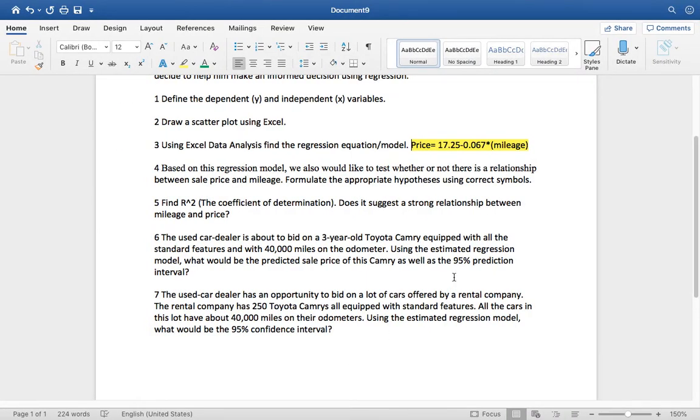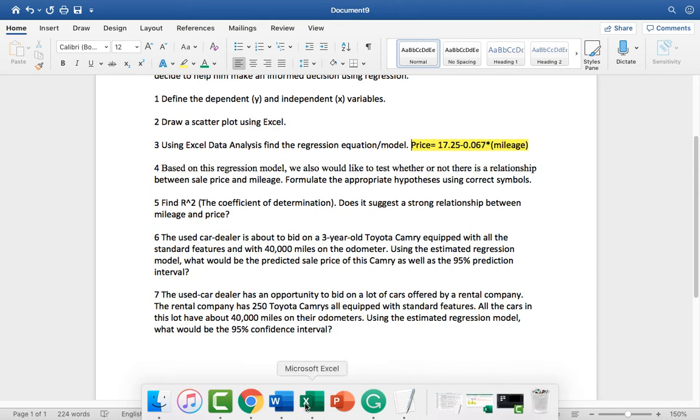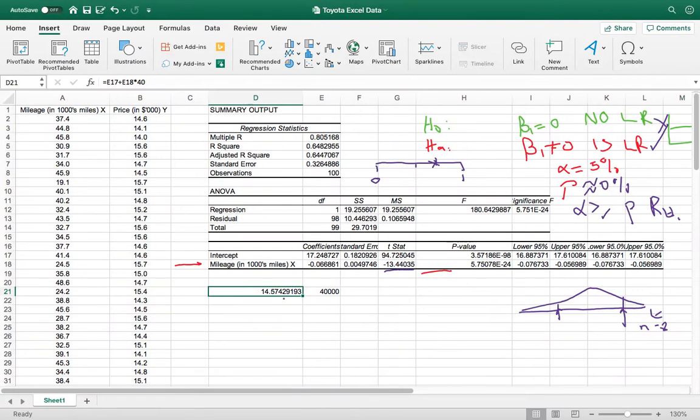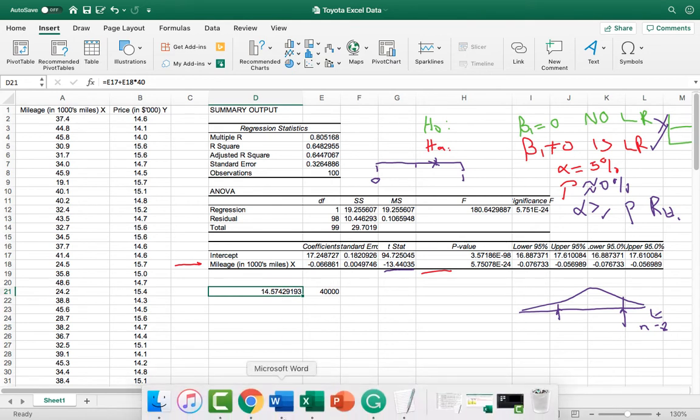So we're predicting that the price of an individual car is going to be that amount. And they also want a 95% prediction interval. So they're saying, okay, the price of the car is 14,000. You're predicting that the price of the car is going to be $14,574. But that's just a single point, a single value. Can you give me how much that car's likely to go for from the lowest to the highest price for that individual car with 40,000 miles on it? And we can do that in a second to find the prediction interval.